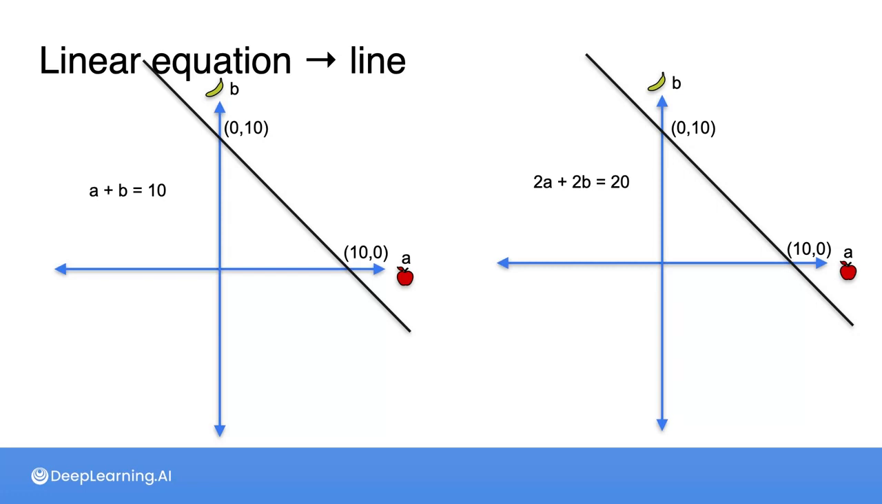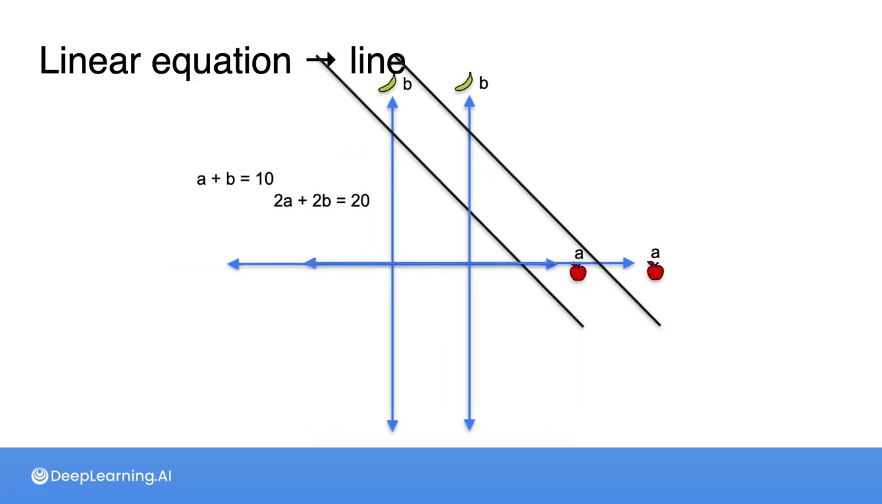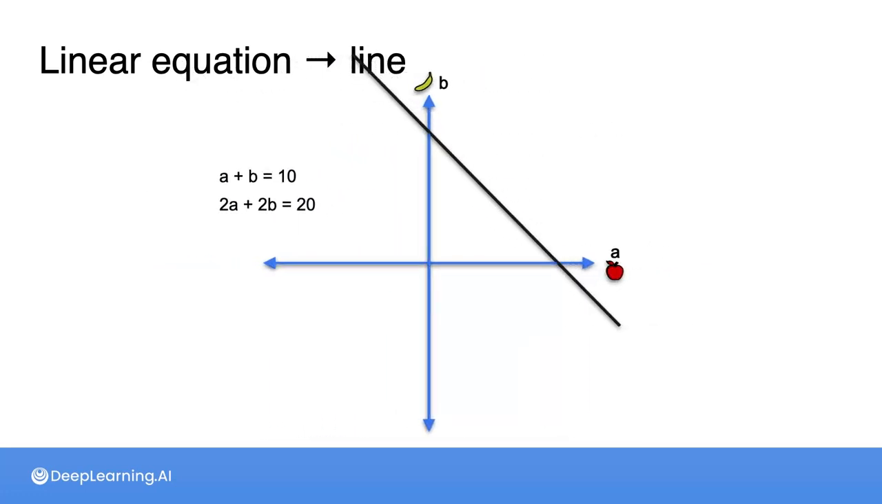Recall that a few lessons ago you learned that the equations a plus b equals 10 and 2a plus 2b equals 20 carried the same information. This is a visual confirmation for that. And now, when we want to find the solution to this set of equations, there is no single intersection point. Instead, the two lines overlap each other. They are the same line.